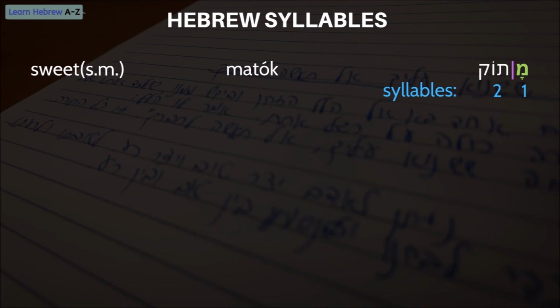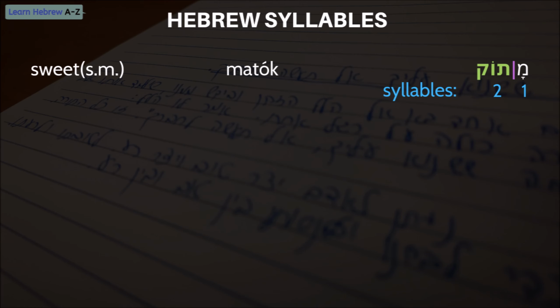The first syllable ma is composed of the consonant mem and the vowel a. The second syllable tok is composed of the consonant tav, the vowel o, and the consonant kuf. In this syllable, the letter Vav is a mother of reading, thus not treated as a consonant but as a representation of a vowel with the sound of O.